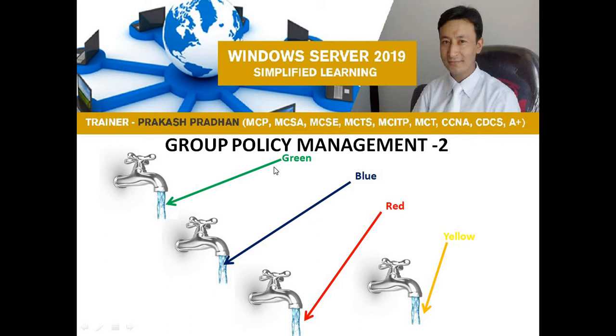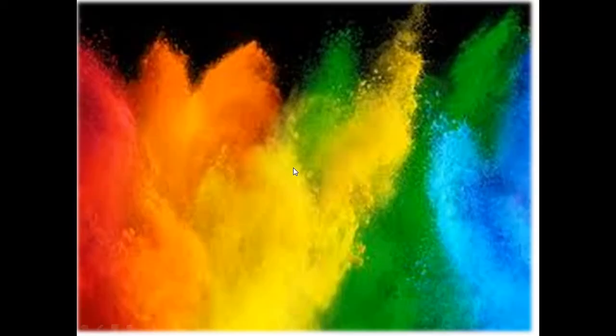So let's say over here we have 4 taps. The first tap is open and green color water is flowing. The second tap below that, when you open it, flows blue color water. Then the third tap, you open it, red color, and the fourth one yellow. What if all of these taps are open and you leave them flowing? When it gathers somewhere in some other location, do you know how it looks? It looks like this. That means your water will be filled with different colors. The main purpose of this example is that group policy management works in the same order as you have just seen.